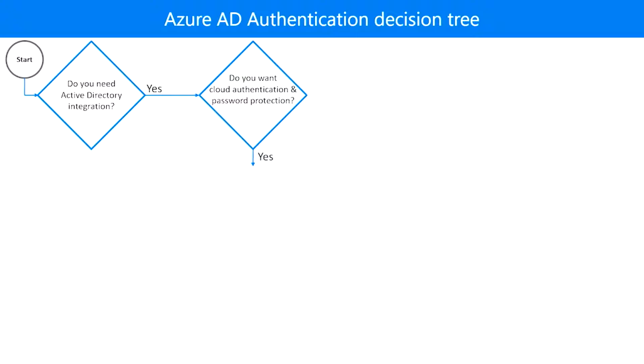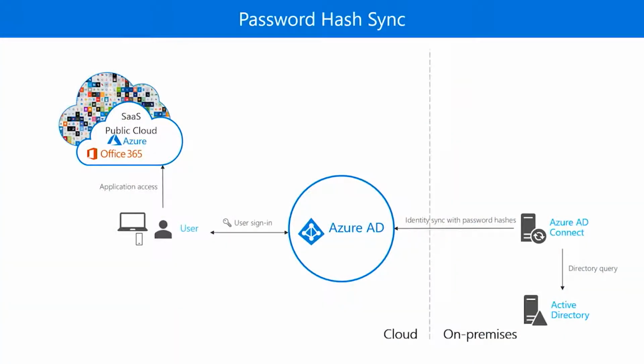In addition, Fabricam doesn't have a large IT department, so they need the simplest solution possible, which actually means the lowest on-prem footprint and also low operating costs. Password hash sync seems to be the right solution for them. Here's how password hash sync works. First, you install Azure AD Connect, our provisioning tool, to actually provision users from on-premises Active Directory into Azure AD, and you also enable password hash sync as your sign-in option.